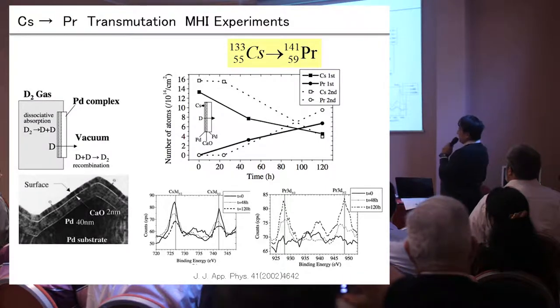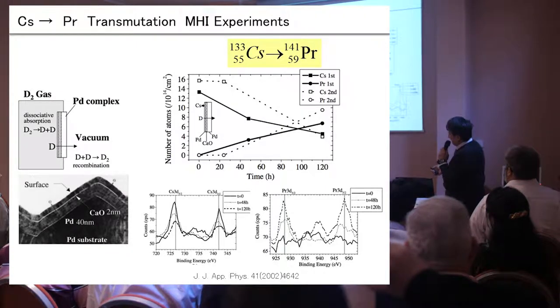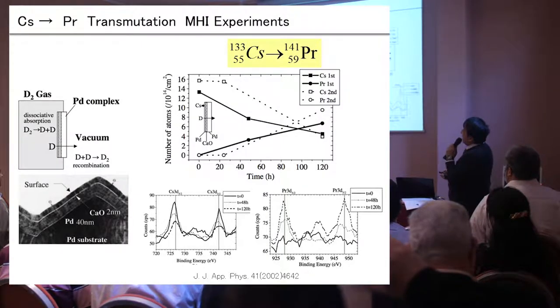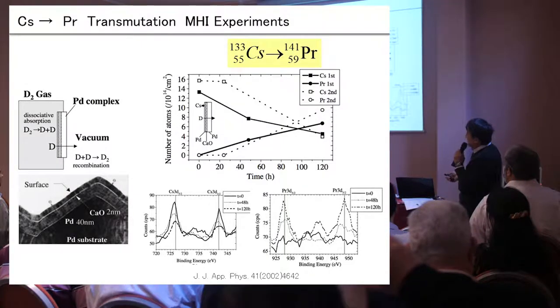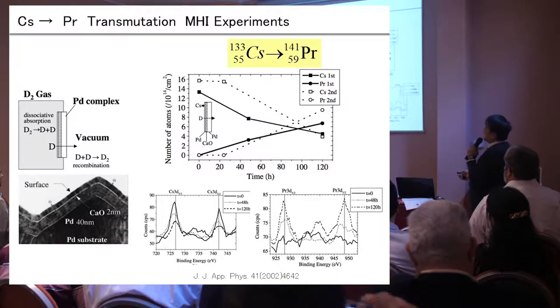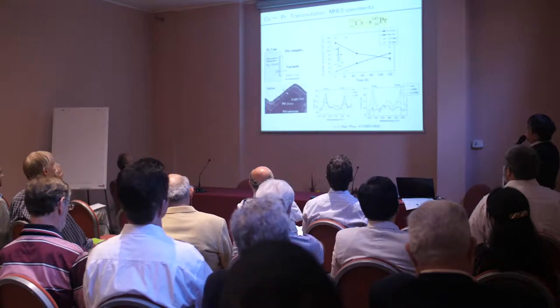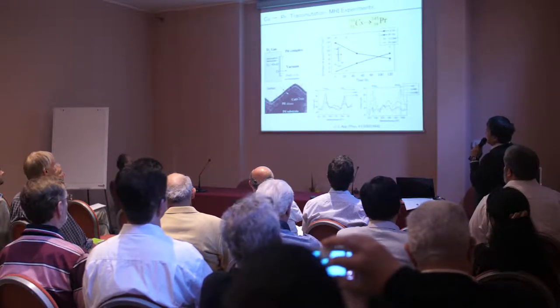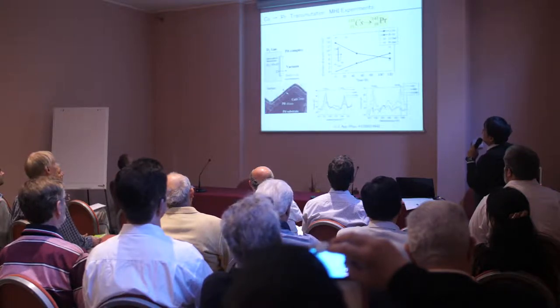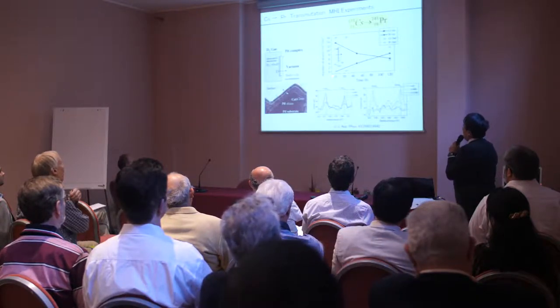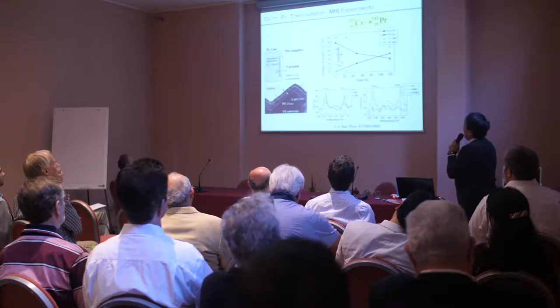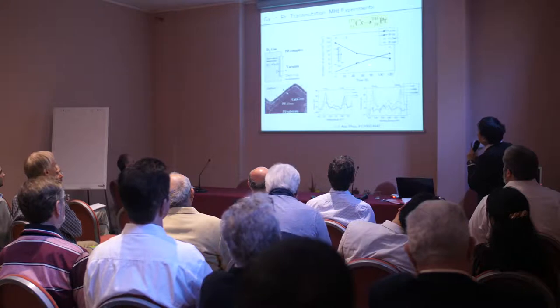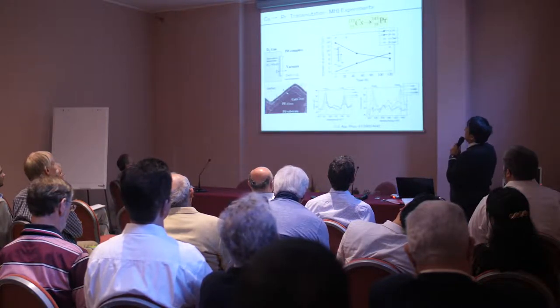The experiment method: cesium is deposited on the multilayer's surface, deuterium gas fills one side and the other side is evacuated, and gas permeates through. This is the analysis result, X-ray photoelectron spectroscopy data. The horizontal axis is time, and the vertical axis is the number of atoms.